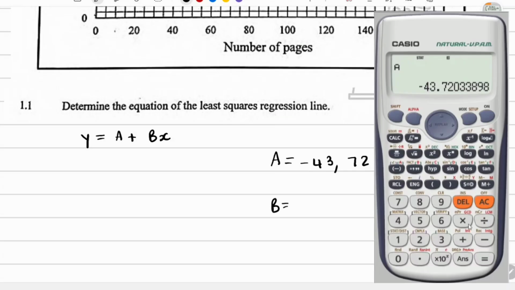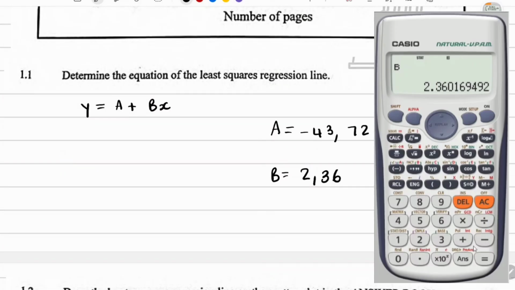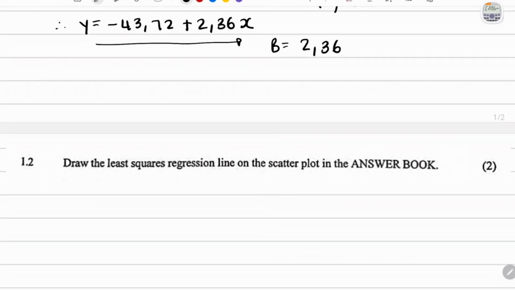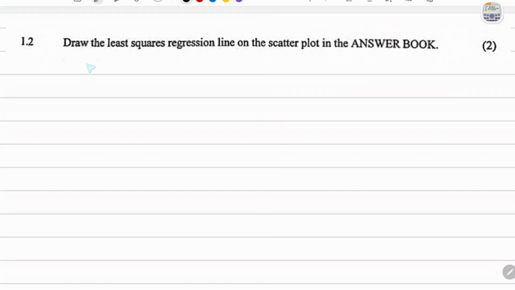Now we need to find our B value. On your calculator, press Shift and 1, and then again go to number 5 for regression, and we want the b value, so we choose option 2 and say is equal to, and you see that b is 2.36 rounded off to 2 decimal places. So the equation of your least squares regression line is y is equal to negative 43.72 plus 2.36x, and that is our answer.